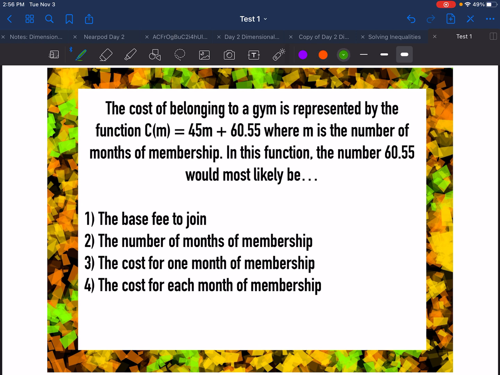Okay, we kind of covered this one on the last slide, the number 60.55. Well, there it is. That number is by itself. It's solo, which means it has no variable. So it's going to be a one-time thing, a base, something that just happens at the beginning. So if you see a number by itself, good indication that's going to be your base fee.